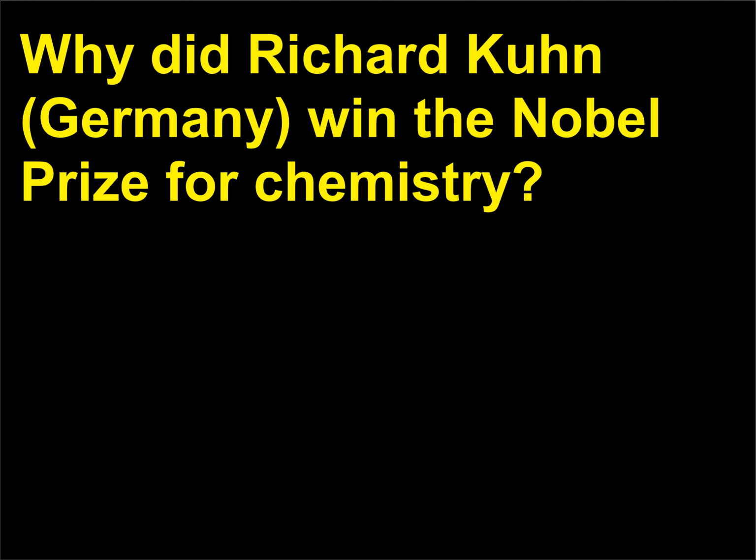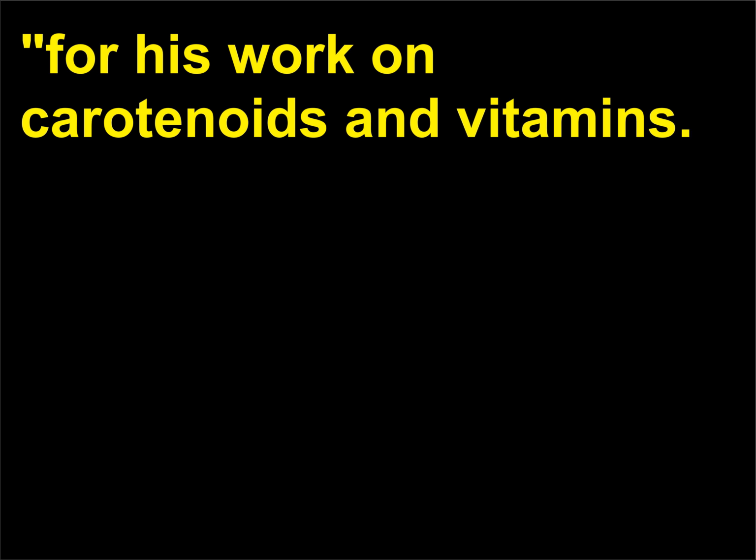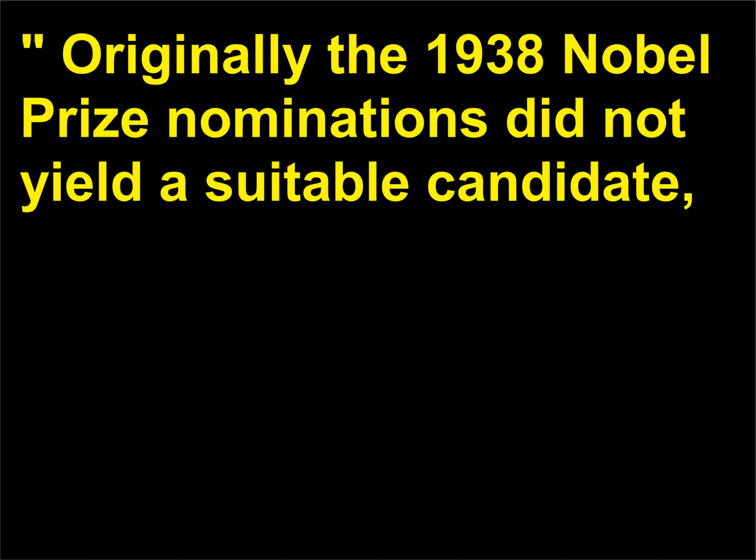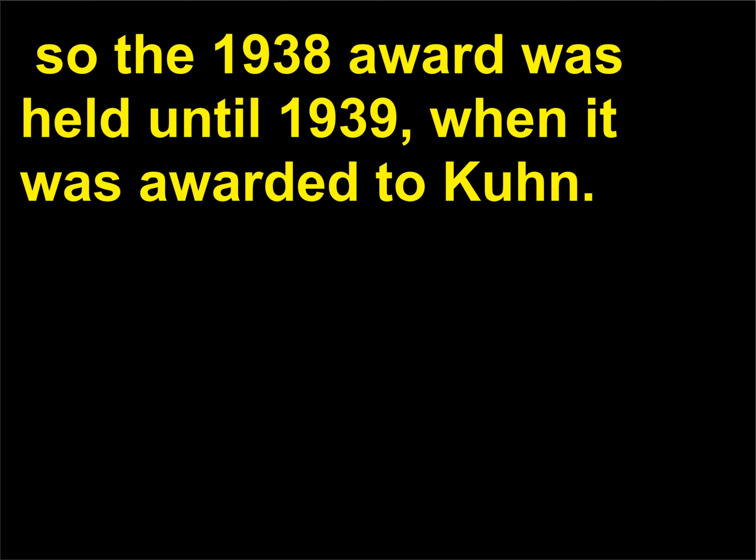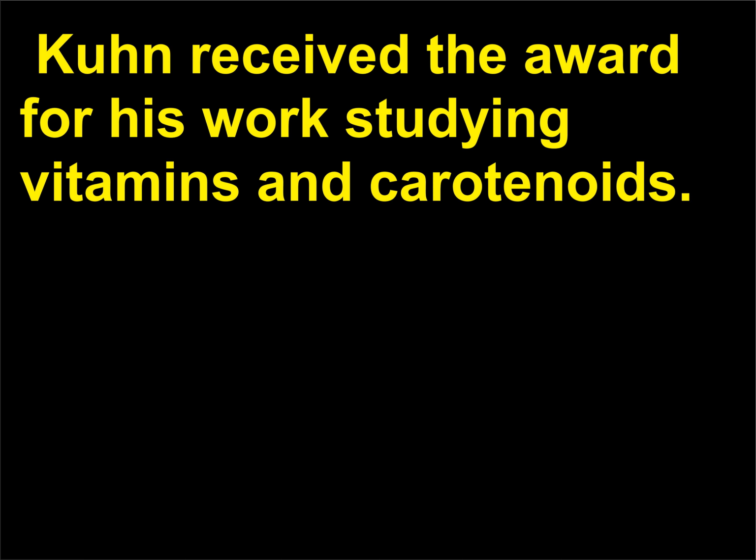Why did Richard Kuhn, Germany, win the Nobel Prize for Chemistry? For his work on carotenoids and vitamins. Originally, the 1938 Nobel Prize nominations did not yield a suitable candidate. So the 1938 award was held until 1939, when it was awarded to Kuhn. Kuhn received the award for his work studying vitamins and carotenoids.